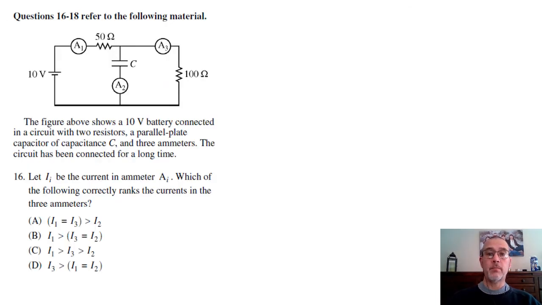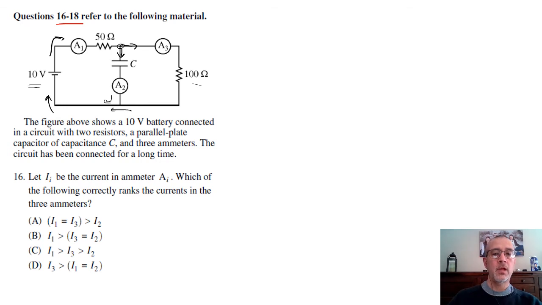All right, the next three problems, 16, 17, and 18, we're going to be working with this same capacitor circuit. So what we have is a 10-volt battery, 10-volt power supply, that's going to send current around, so it's going to come out of the positive and back into the negative. That current, we have a 50 ohm resistor and then a junction. From that junction, we could have current flowing in two different directions, through the 100 ohm resistor or onto the capacitor. And then whatever current's coming from both of those is going to combine back together and go back to the battery.